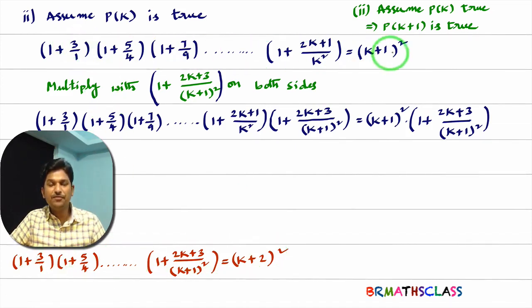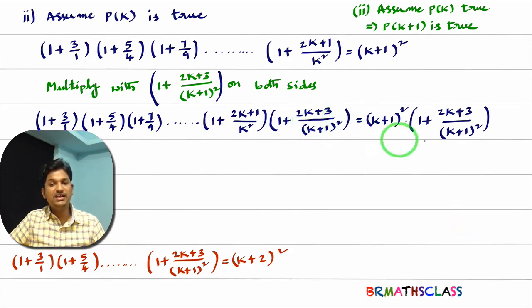In this P of k, wherever k is there you write k plus 1, then you will get P of k plus 1. After multiplying with a term on both sides, you can observe, look here, this will be left hand side of P of k plus 1. Look here, this part we got here. This will be left hand side of P of k plus 1.